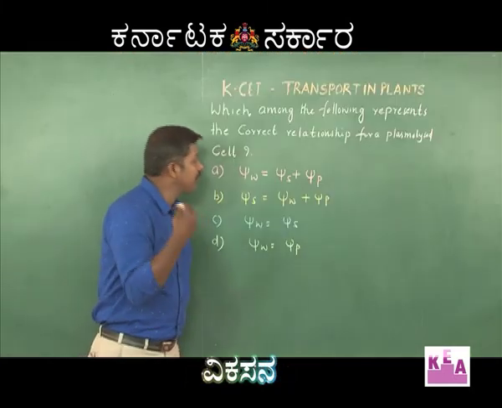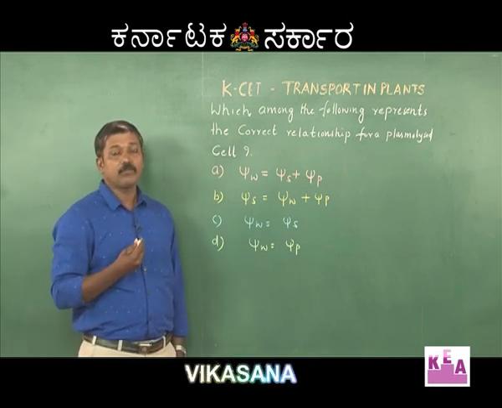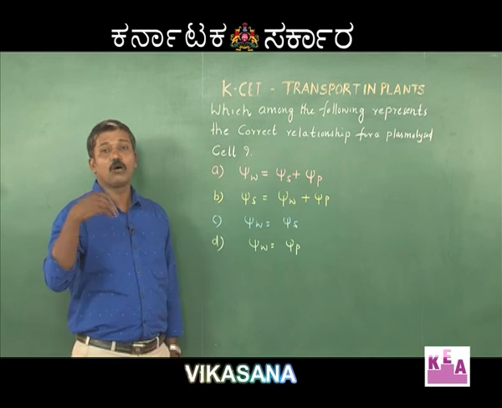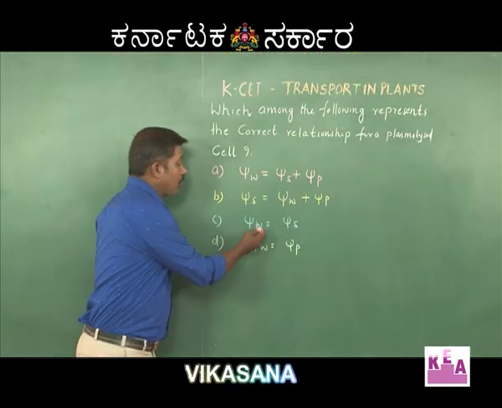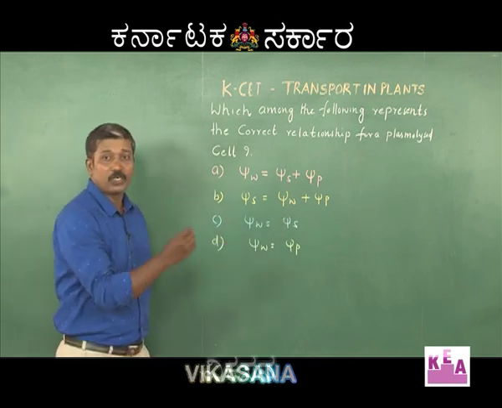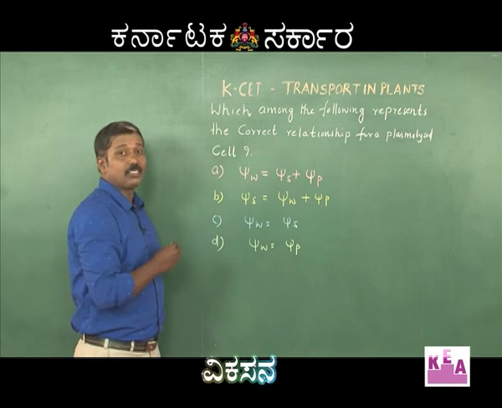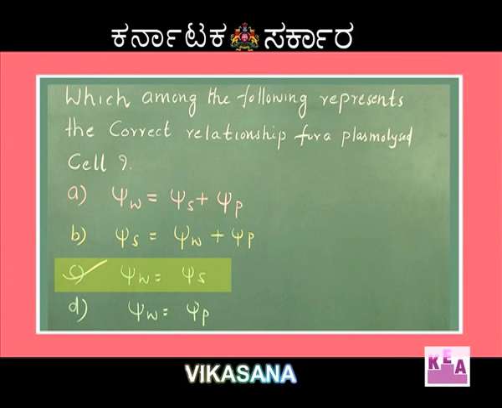So in a plasmolysed cell, there is no pressure potential, as all the water has moved out of the cell. So it has only solute potential because of the presence of solutes in it. Hence there is no pressure potential. The water potential of the cell is equal to solute potential. Hence the correct option is C, water potential equals solute potential.